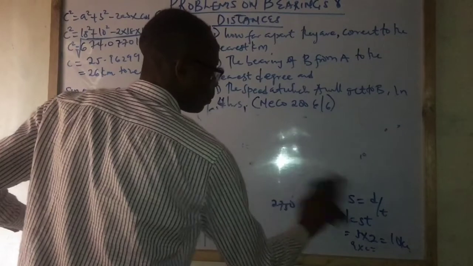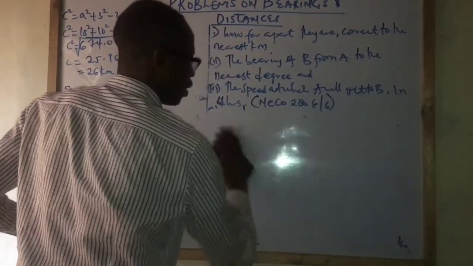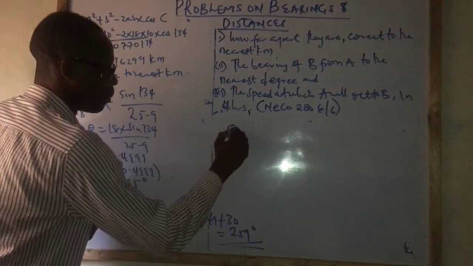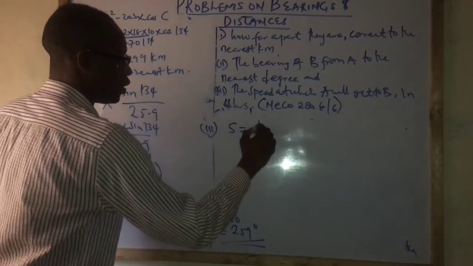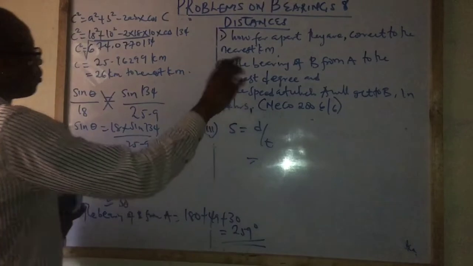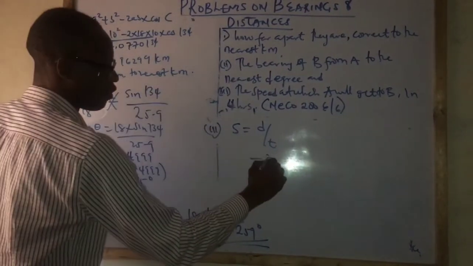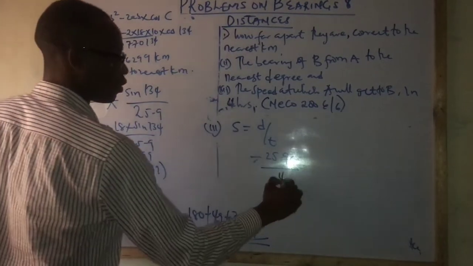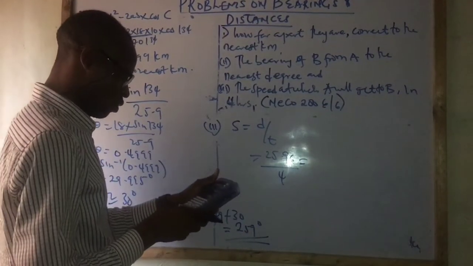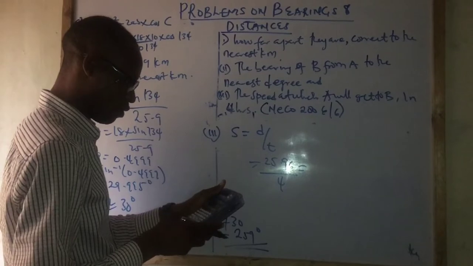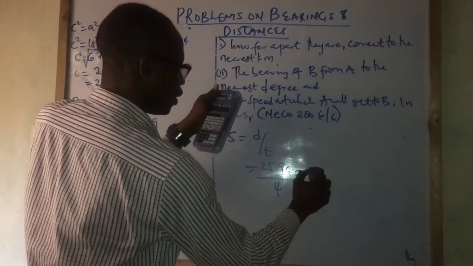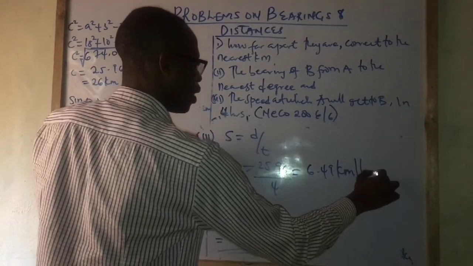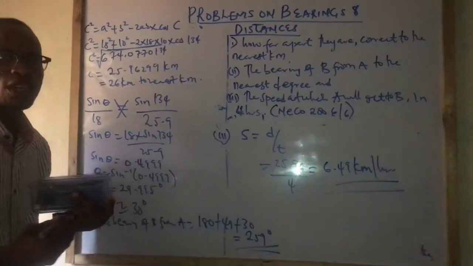Now the last question says the speed at which A will get to B in 4 hours. So remember that speed equals distance over time. So the distance we calculated from A to B is simply 25.96, divided by the time, which is 4. So we simply have 25.96 divided by 4. That will give you 6.49 kilometer per hour.